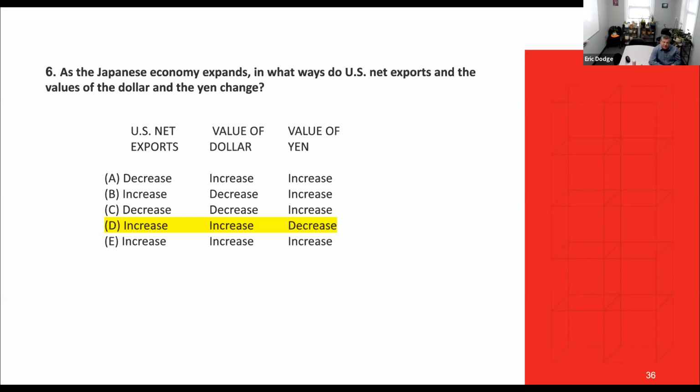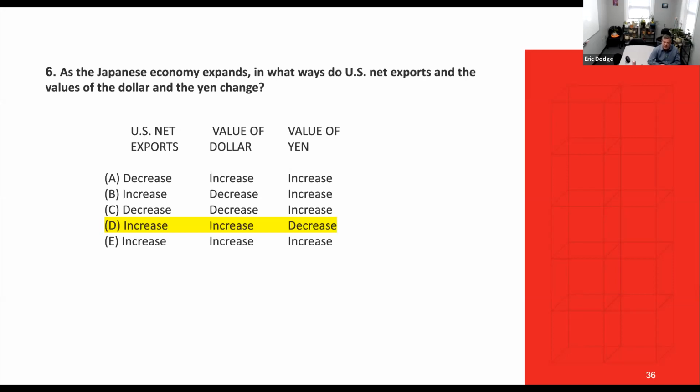The flip side of currency markets is what's happening with the yen in this example. If you're a Japanese consumer and you are increasing your demand for the dollar, you have to exchange your yen for dollars, which means you have to supply yen to demand dollars. When the supply of the yen increases, shifts to the right, its value, its price in the currency market goes down. So we're looking for increase, increase, decrease.